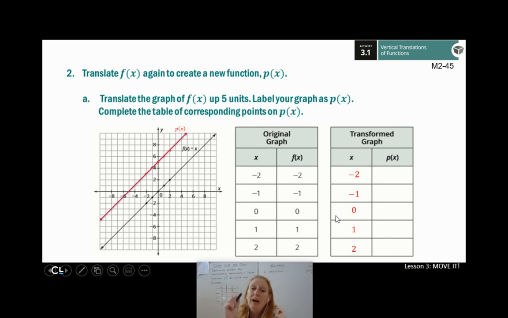Great. But we moved up 5. So that means we're adding 5. We're going to add 5 to all of our y coordinates. Fine. -2 plus 5 is 3. -1 plus 5 is 4. 0 plus 5 is 5. 1 plus 5 is 6. 2 plus 5 is 7. Look at that. We got new coordinates.